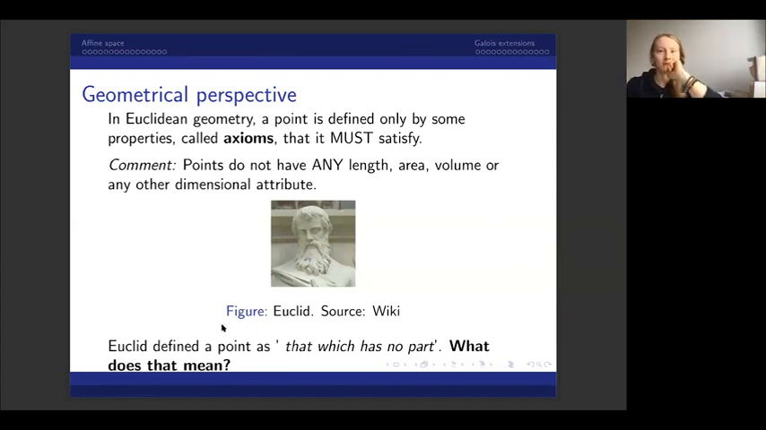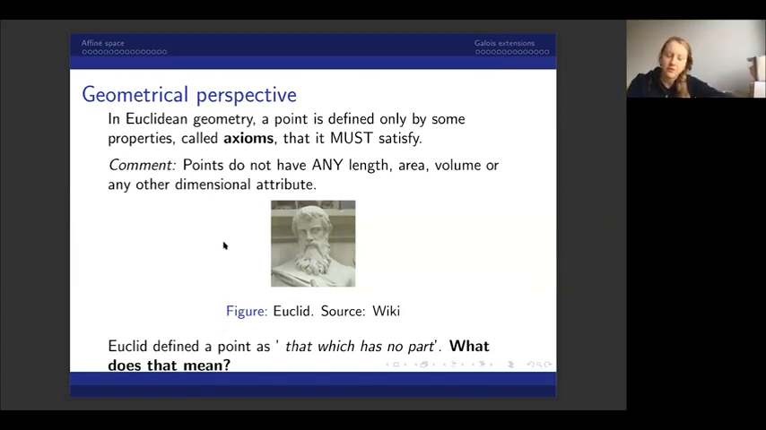So it's not so trivial, right? I think we all agree that points do not have any length. It's very hard to define a point because it doesn't have any length, no area, no volume, or any other dimensional attribute. It's impossible to use something like this to define it.